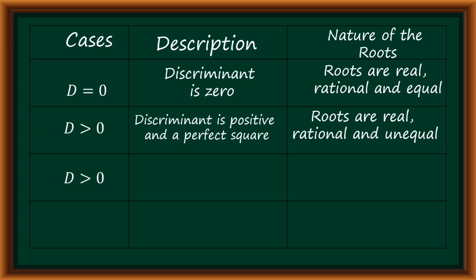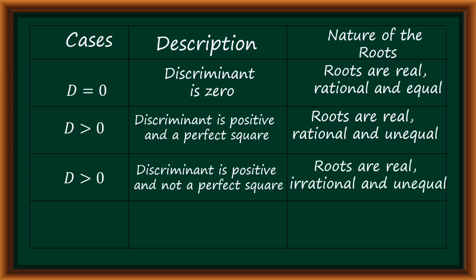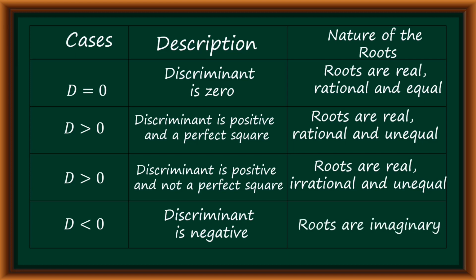Next, we have d is greater than 0, but the value is positive and not a perfect square. The roots are real, irrational, and unequal. And then lastly, if the value of d is less than 0, that is the discriminant is negative, the nature of the roots are imaginary.